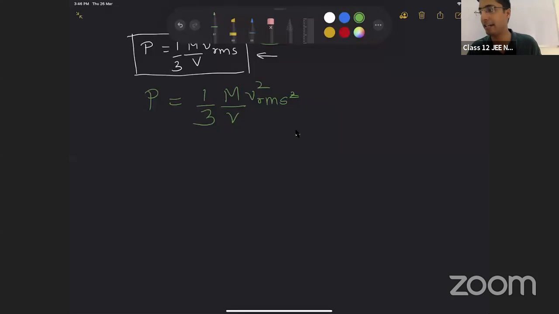This is the derivation we did in the last class. P is 1 by 3 into M by V into V RMS square. Assume that this is true for now. I will do the derivations later and explain all of this in the end for those of you who missed the last class.